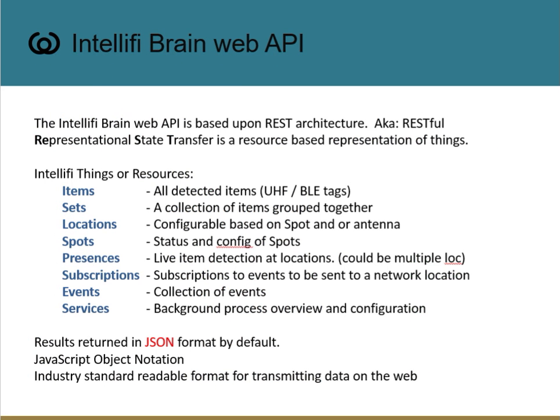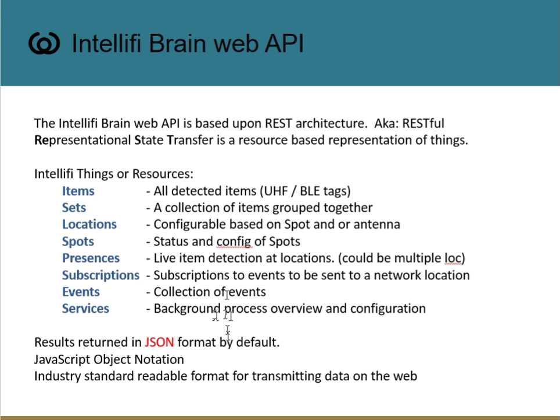The intellifi Brain Web API is based on REST architecture, also known as RESTful, and it's representational state transfer. So it's a resource-based representation of things. So what are the intellifi things? Well, we have items, which are tags, sets, which are groups of tags, locations, which are completely configurable. It can be based on antennas and spots or any combination of each.